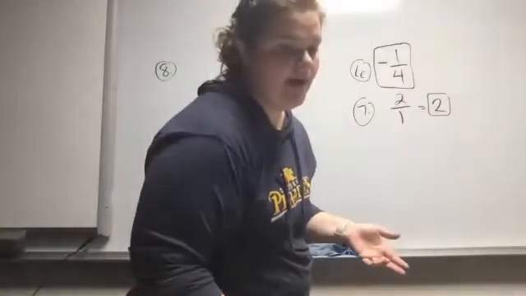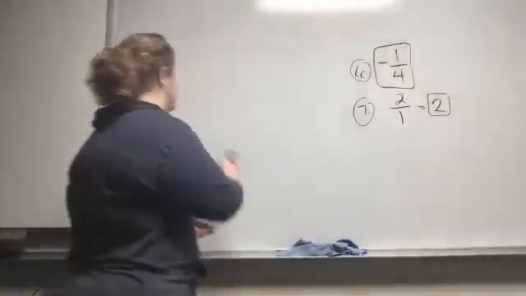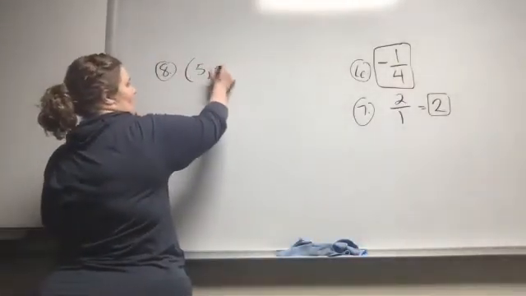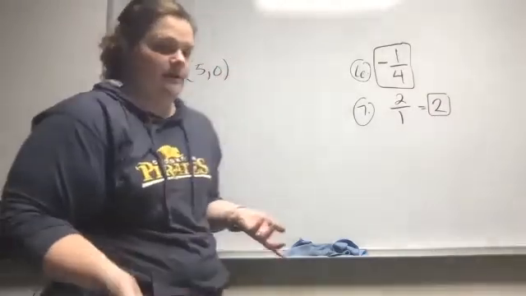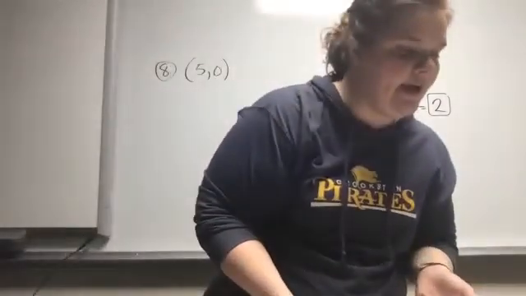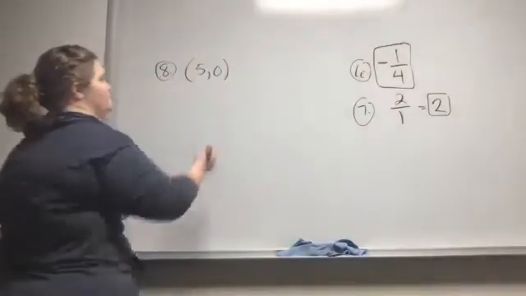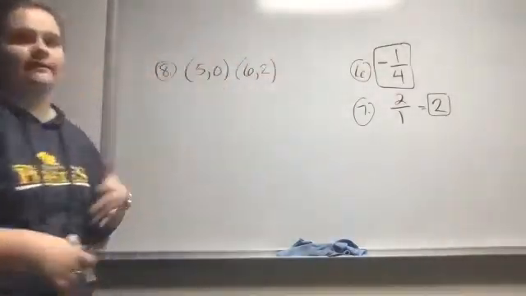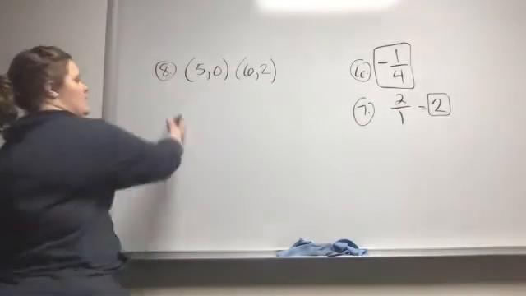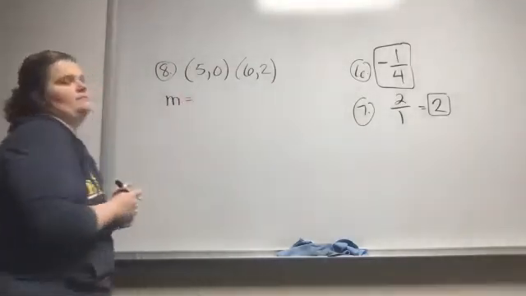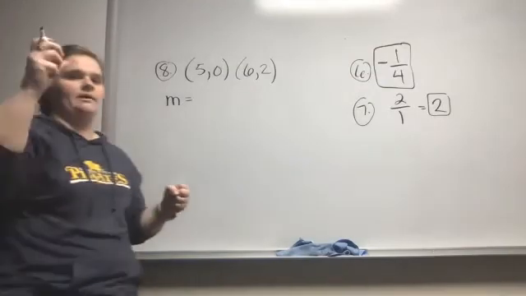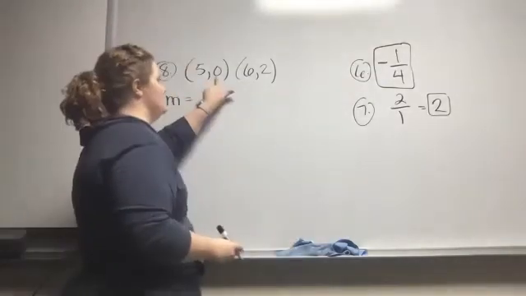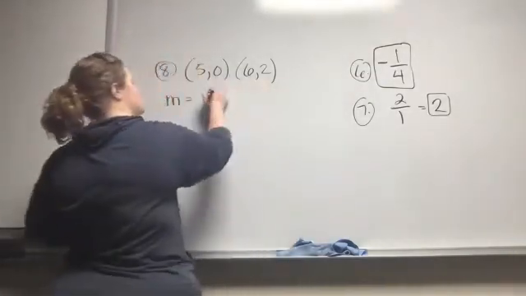So I'm going to pick (5, 0), just because I want to. And I like when there's zeros in them. That's why I always pick that. And why not (6, 2) right next to it? So you get to pick your 2. It doesn't matter. Okay. m equals, remember, y minus y. So I have 0 minus 2.